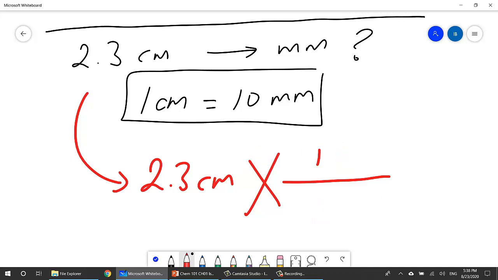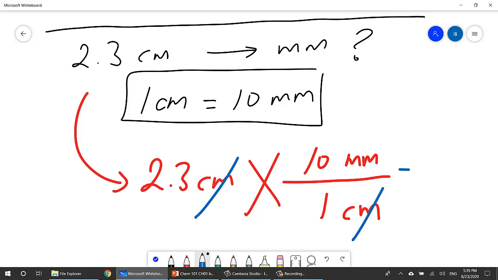It does make sense here to put the 10 millimeters on the top and the 1 centimeter on the bottom. And you see here, this cancels out with that, and you are left with millimeters. So 2.3 times 10 is 23 millimeters. So this is easy. Okay.